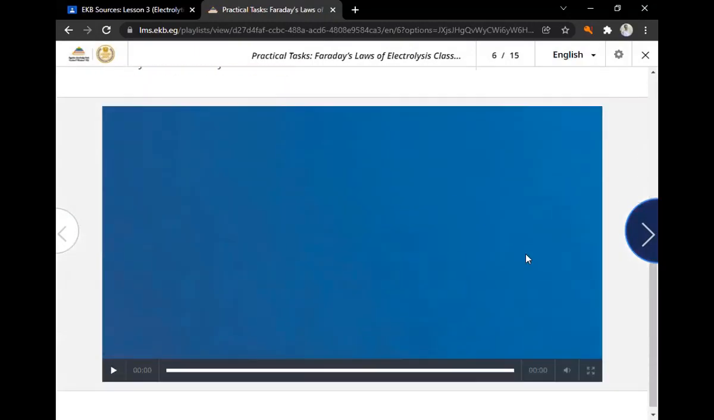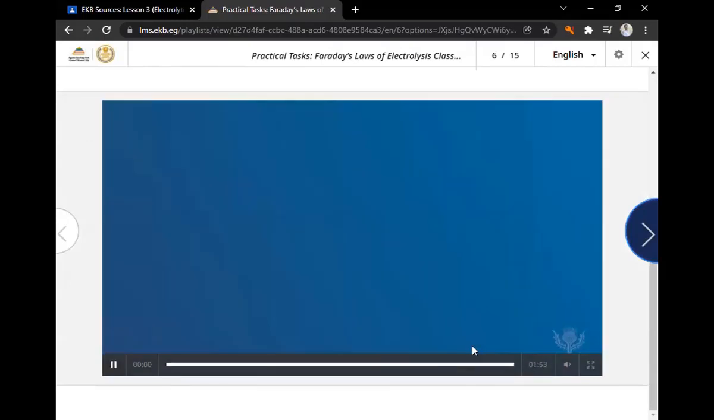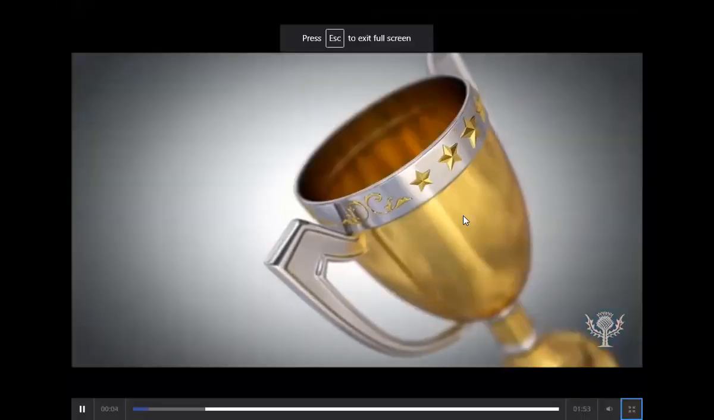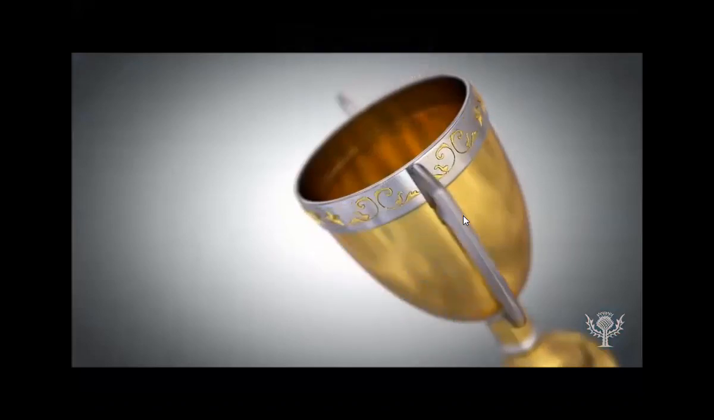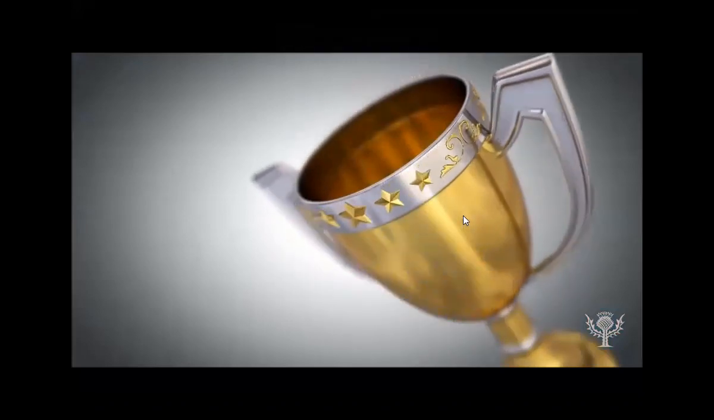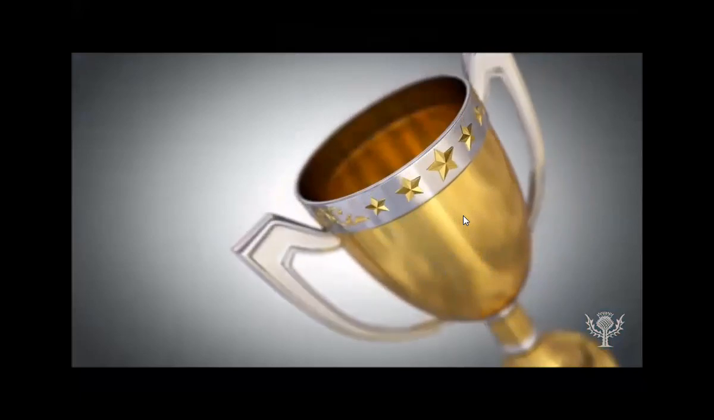Electroplating. What is electroplating, and why do we do it? Electroplating is a process in which we coat one metal with another. It's done for a number of reasons.